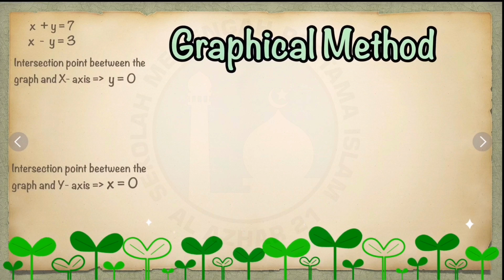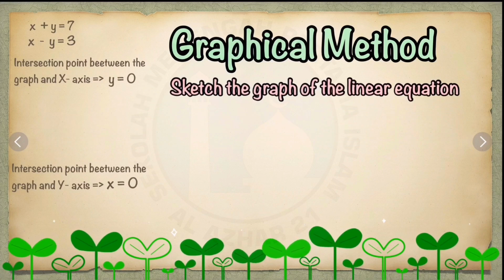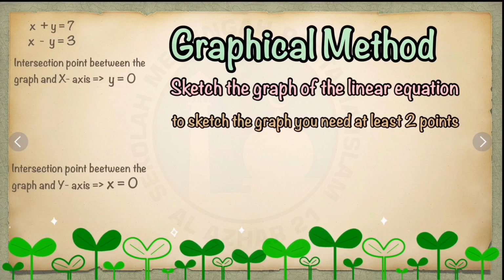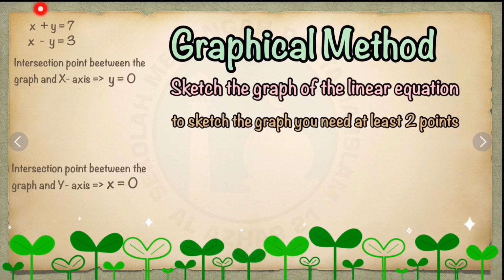Now I will tell you how to solve this linear equation system with the graphical method. In the graphical method, you have to sketch the graph of the linear equation, and to sketch the graph you need at least 2 points, right? I will use for the first point the intersection point between the graph and the x-axis. To find this point, you can substitute the value y = 0 into the equation. And then the second point is the intersection point between the graph and the y-axis. To find this point, you can substitute the value x = 0 into the equation.